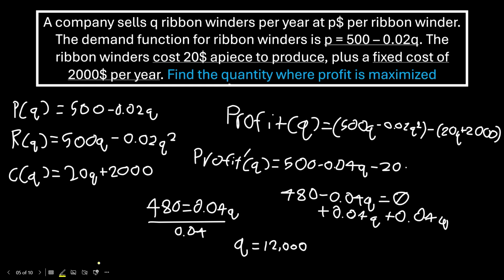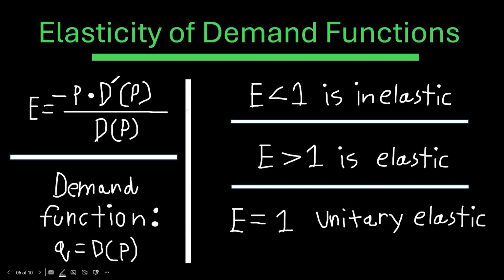And that is how many ribbons this company should sell to maximize profit. Now we're moving on to elasticity of demand. Here, our elasticity equals negative P times the demand function prime divided by our demand function.